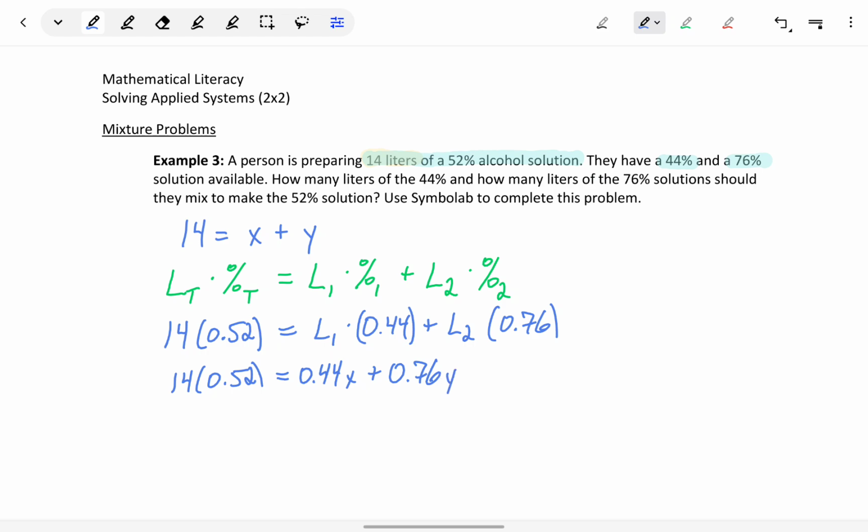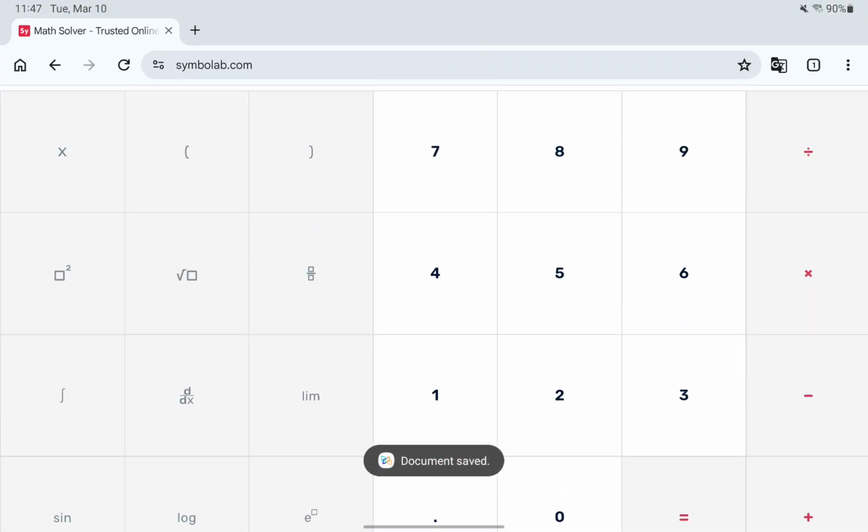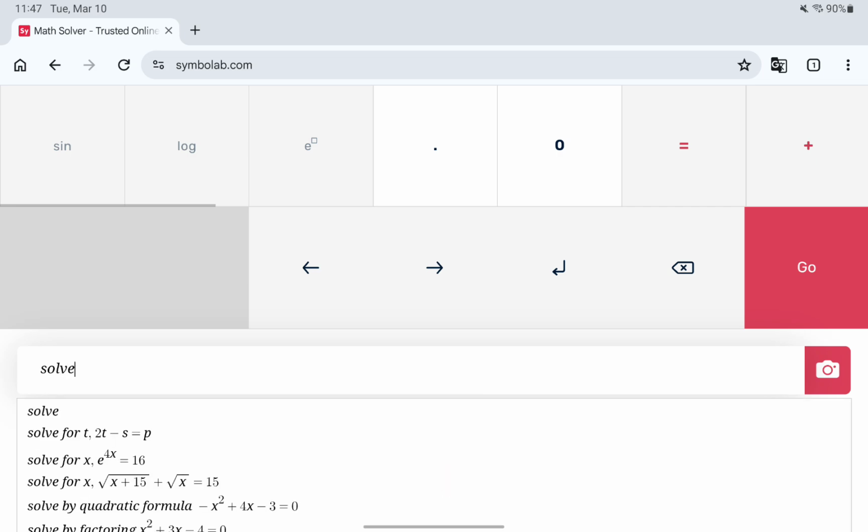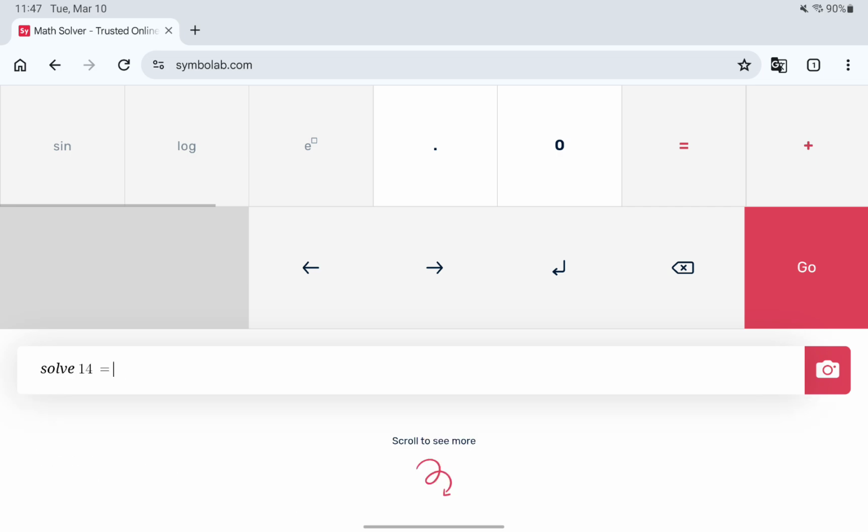And then we have our pair of equations that we need to solve. We'll again ask Symbolab to solve. 14 is equal to X plus Y, and 14 times 0.52 is equal to 0.44X plus 0.76Y.